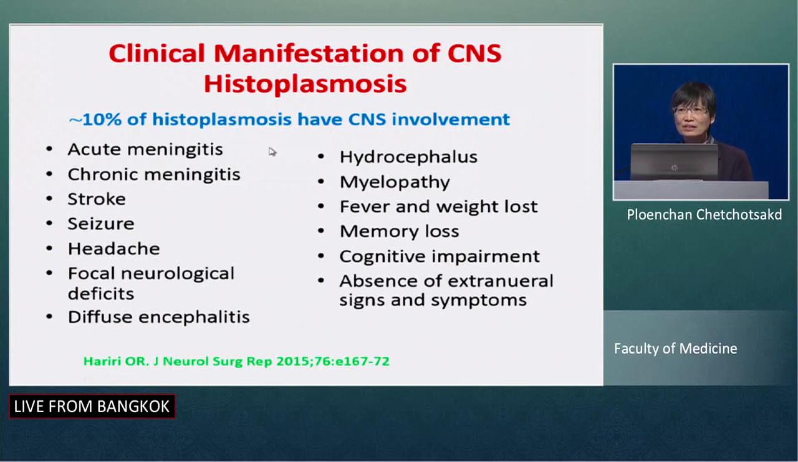Histoplasmosis with CNS involvement can present in many ways, but the most common is acute or chronic meningitis. Patients can present with any other symptoms: stroke, seizure, headache, focal neurological deficit, hydrocephalus, myelopathy, fever, weight loss, memory loss, cognitive impairment, and also absence of extra-neurological signs and symptoms.